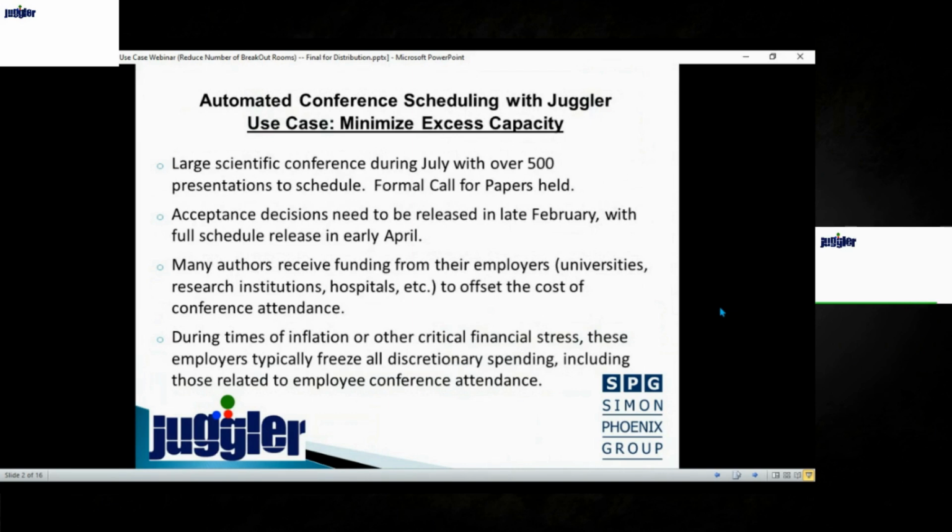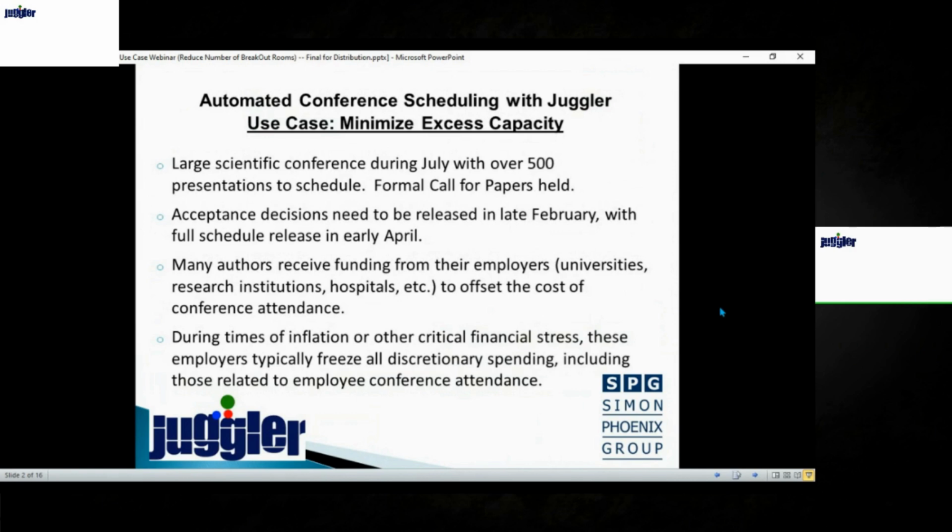During times of significant or critical financial stress or inflation or general economic downturns, as we saw in March, April 2023, that is typically the very first type of discretionary spending that these types of employers will freeze. And that puts a significant strain on the ability of many of these authors or presenters to actually attend in-person conferences because they rely upon their employer to fund their attendance.